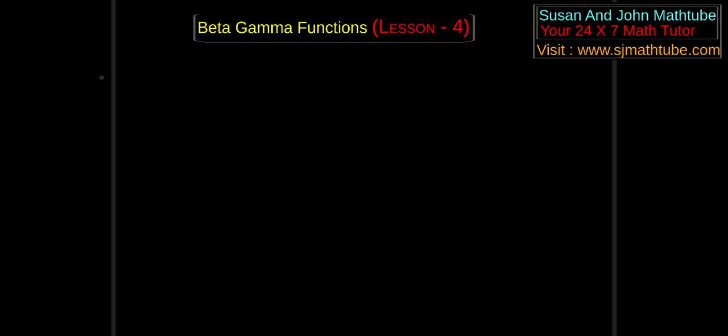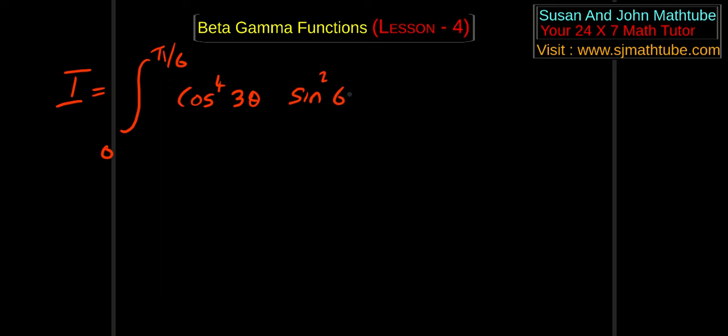Okay, now let's move on to a little bit harder question. So we have the integral. You can write it as a question. Evaluate the integral 0 to pi by 6 cos to the power 4 3 theta sine square 6 theta d theta.